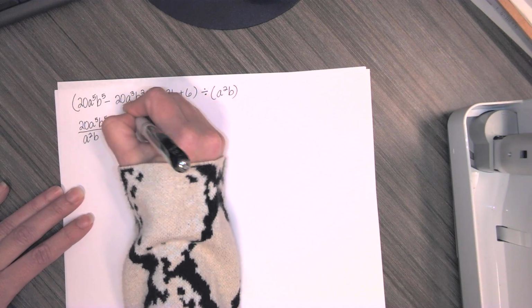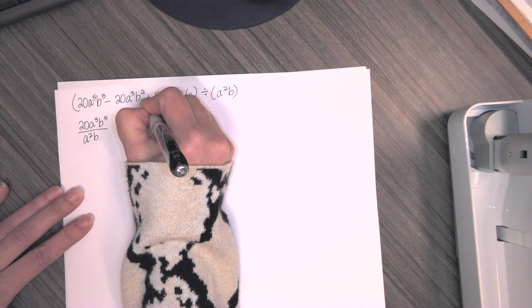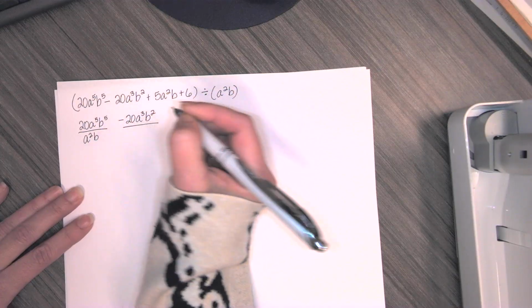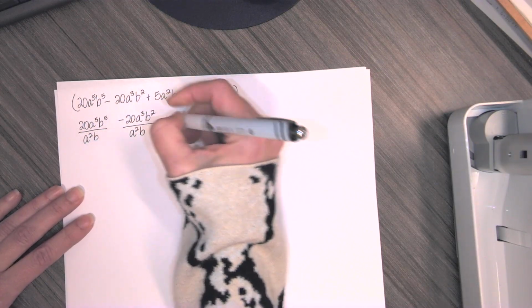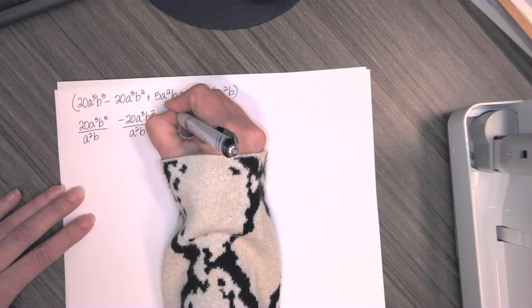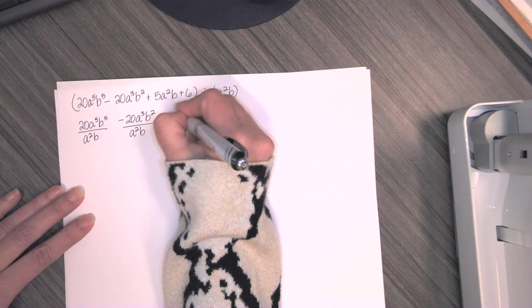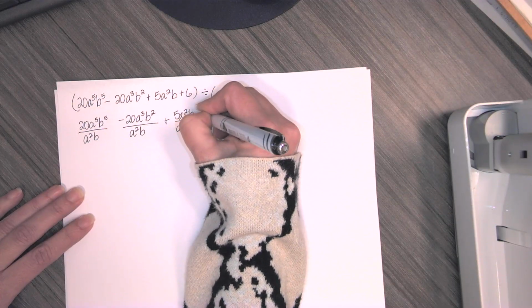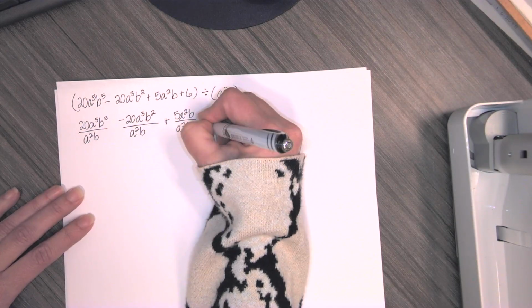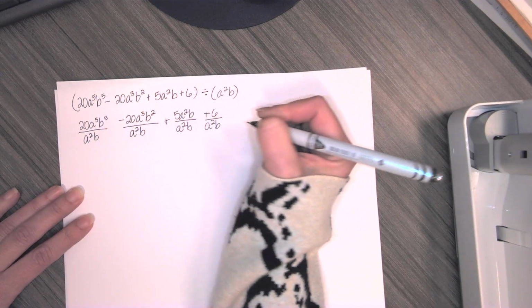All right, so the second term, negative 20a cubed b squared divided by a squared b. The next one, 5a squared b divided by a squared b. And then my last term, plus 6 divided by a squared b.